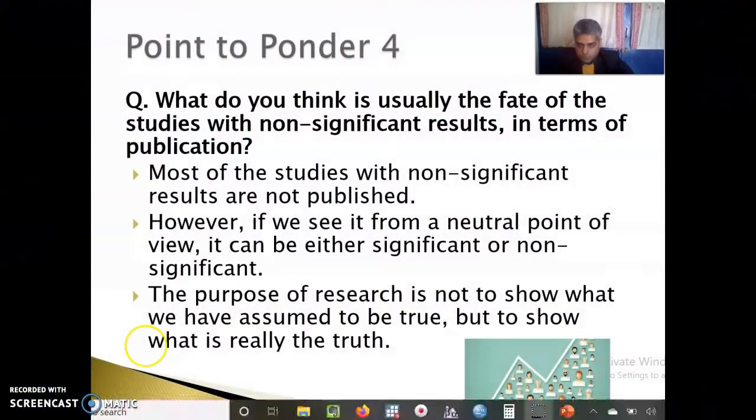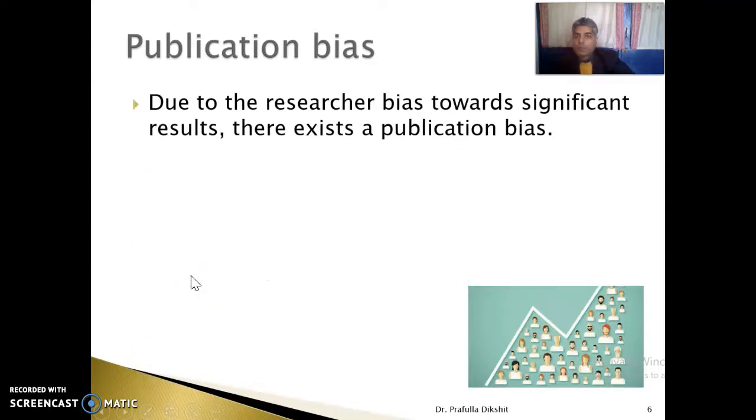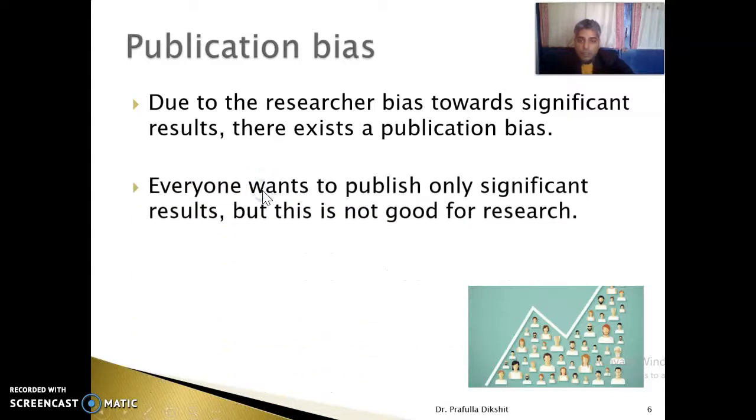It's a very serious problem, and some of you might have conducted meta-analysis research, and therein it's a very important consideration as to the bias in terms of the publication of significant or insignificant results. This is well documented in literature, and this is known as publication bias. So, okay. Now, due to the researcher bias towards the significant results, there exists a publication bias, as I already discussed, and everyone wants to publish only significant results, but this is not good for researchers.